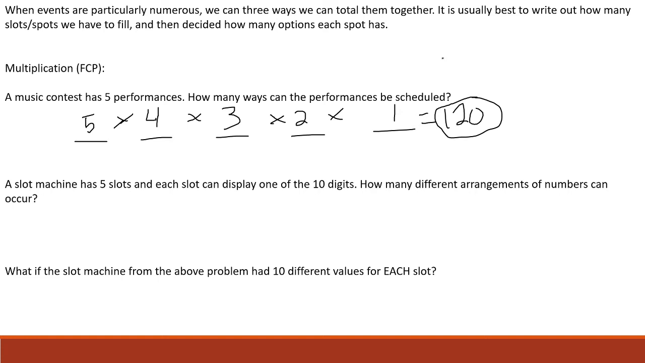Now again, this is not asking for a probability. This is simply asking for the number of ways it can be scheduled. So it's not 120 out of anything. It's not 1 out of 120. It's just 120. That's it. Because it's just asking for how many different ways can you schedule them.